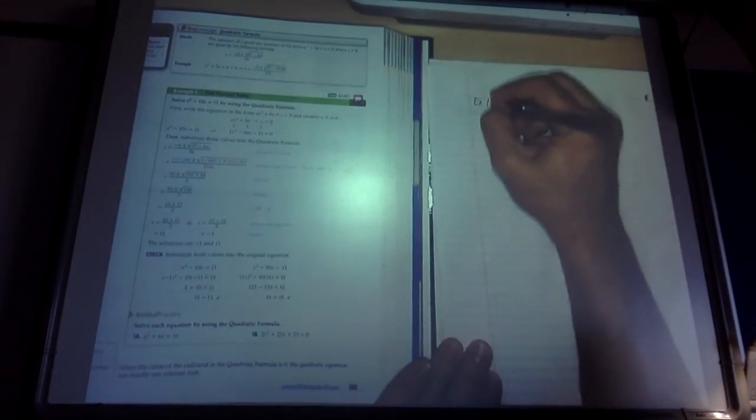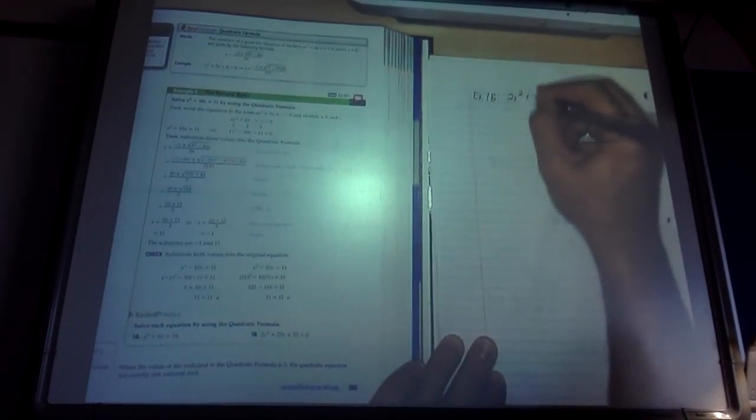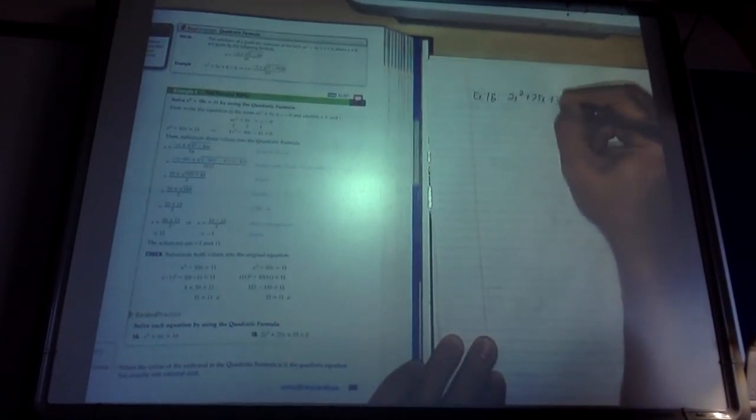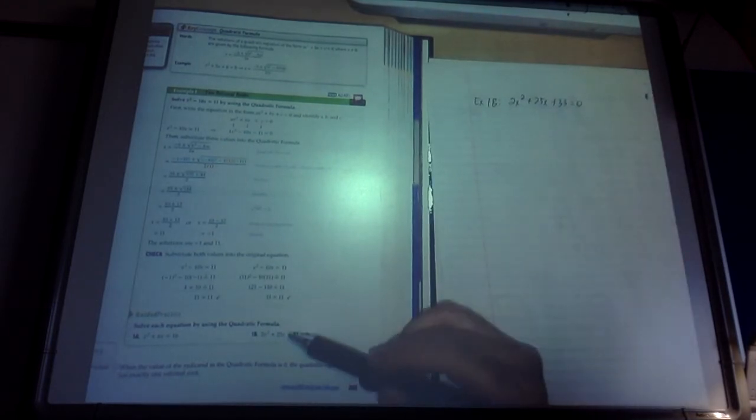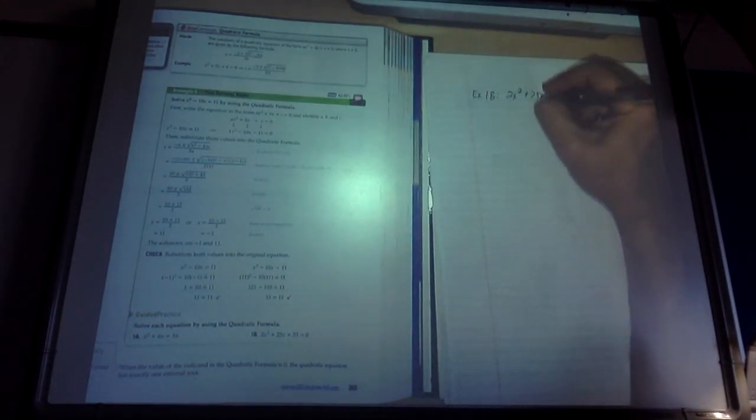Let's do one where a is not 1. Okay, I'm going to example 1b. All right, and it's this: 2x squared plus 25x plus 33 equals 0. Now the instructions say solve by using quadratic formula. It's got an equal sign in here. It's quadratic. We got to go find the 2 x's that satisfy this equation.